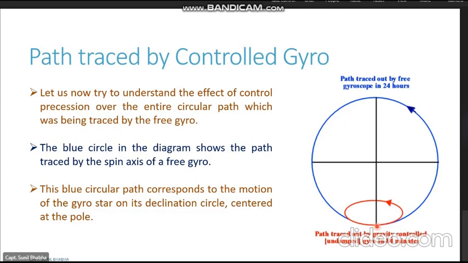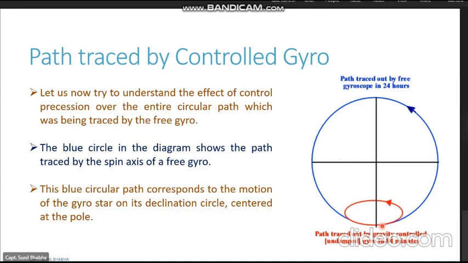It was only under the effect of two forces. These were tilting and drifting. Tilting was caused because of the change in altitude of the gyro star. Drifting was caused because of the change in azimuth of the gyro star. Now we have introduced a third force in the picture, and that third force is the control precession using a top heavy arrangement or a bottom heavy arrangement. Now the path of the controlled gyro converts to an elliptical path. This red ellipse which you see at the bottom of the diagram is the path which is now traced out by the controlled gyro.